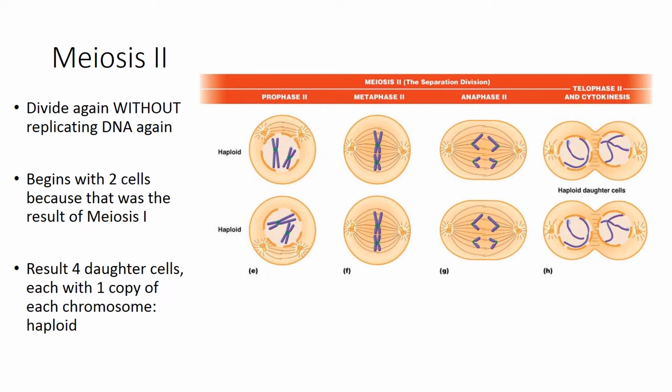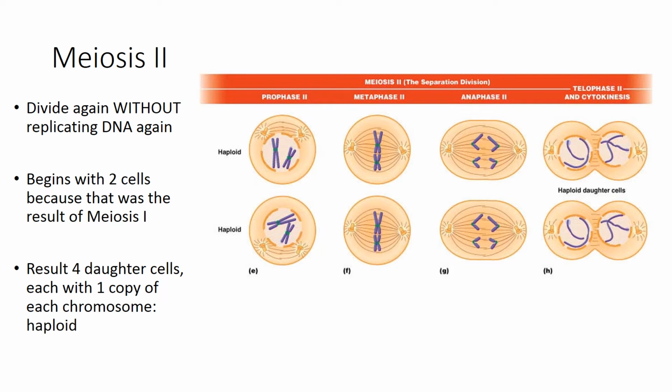Here it's showing you that we're beginning with 2 cells because that's what we left off with at the end of meiosis 1. So we had already divided from 1 to 2 cells. Now each of those is going to divide into 2 cells. So when you look at this diagram, the stuff that's happening on top is exactly the same as the stuff that's happening on bottom, just with 2 cells, because that's what you ended with in meiosis 1.